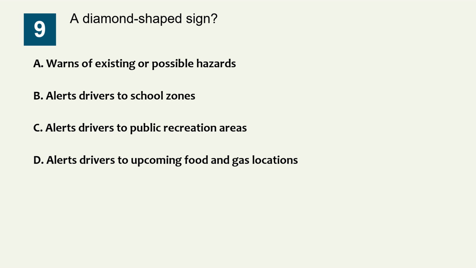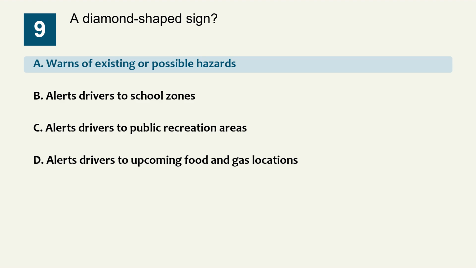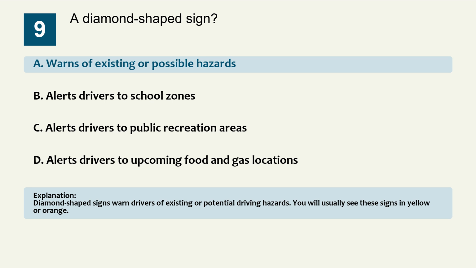The correct answer is option A, warns of existing or possible hazards. Diamond-shaped signs warn drivers of existing or potential driving hazards. You will usually see these signs in yellow or orange.